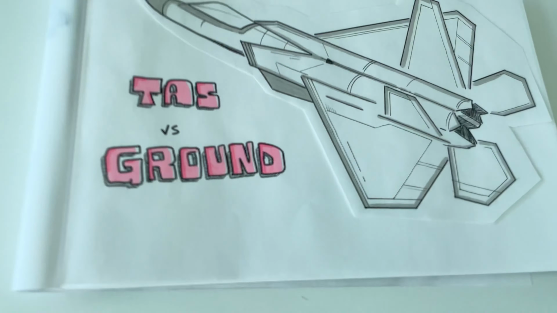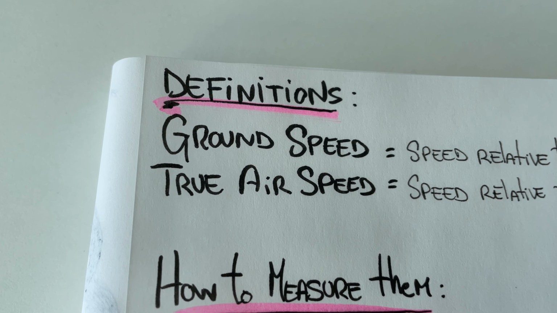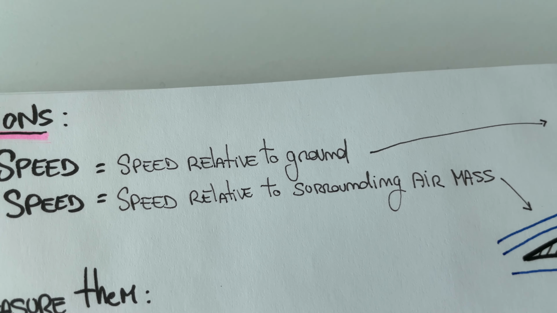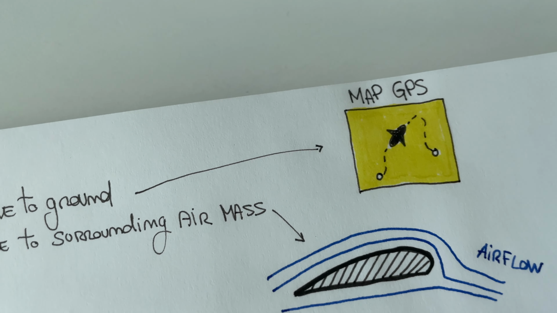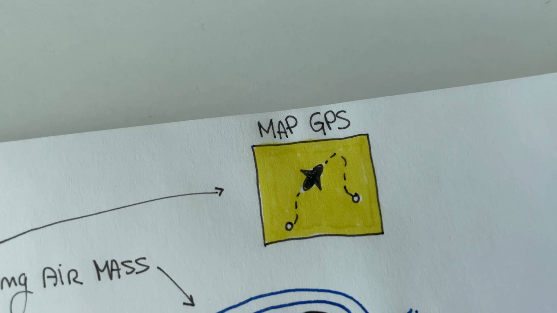Today we're gonna see the difference between ground speed and true airspeed. Let's go! So let's start with the definitions. Ground speed is the speed relative to the ground. It represents how quickly you are covering distance over Earth's surface.